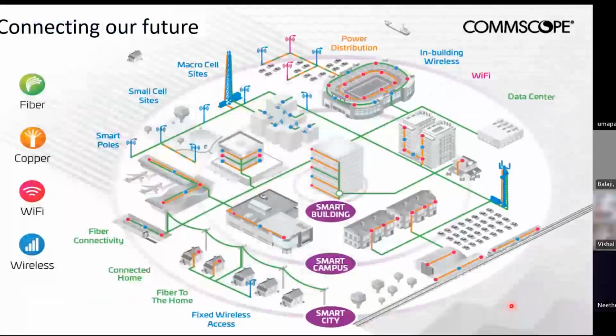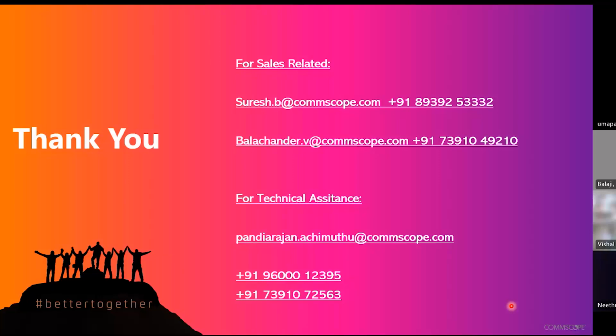So we have come to an end of this session. From CommScope, we can support on copper, fiber, Wi-Fi, wireless, starting from your home access connectivity till your central office connectivity requirements, smart buildings, data centers, anything related to communications or connectivity requirements. Any questions, you can put them in the chat box so that you can reach us, or if you require any design support or technical support, you can contact us. We are ready to support on this.